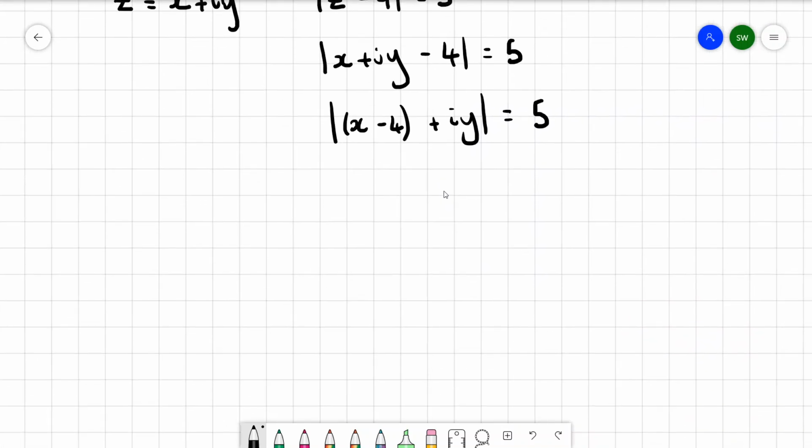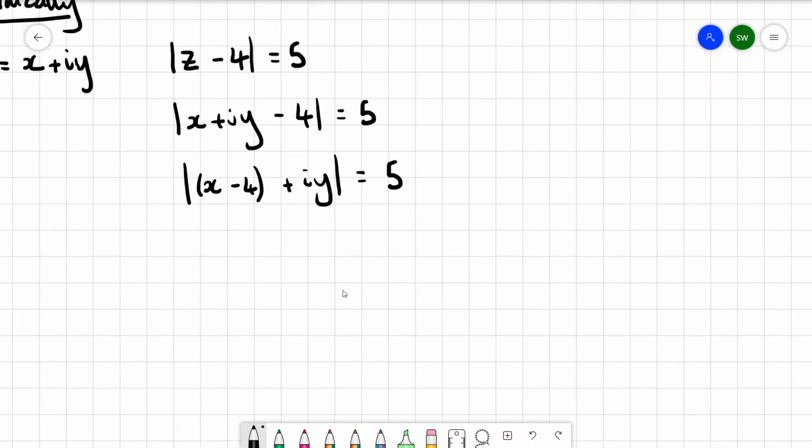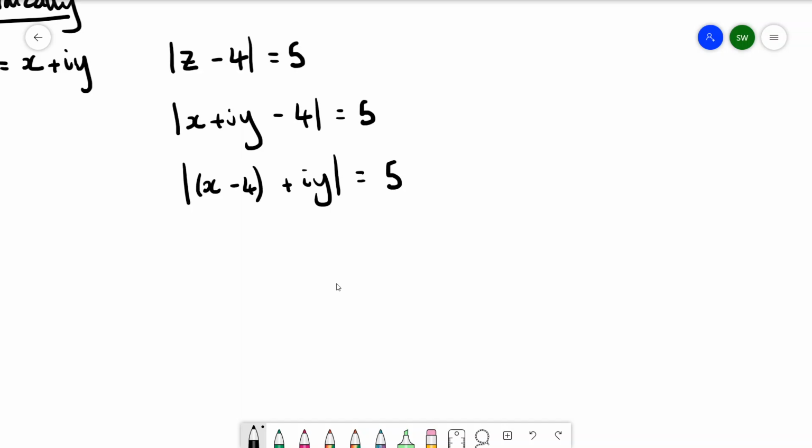So we need to be able to work out the modulus of this complex number. So this inside the modulus symbol is a complex number. The real part is x minus 4, and the imaginary part is y. Well, to work out the modulus of a complex number, it's the square root of the real part squared, so that's x minus 4 all squared, plus the imaginary part squared, and the imaginary part is y.